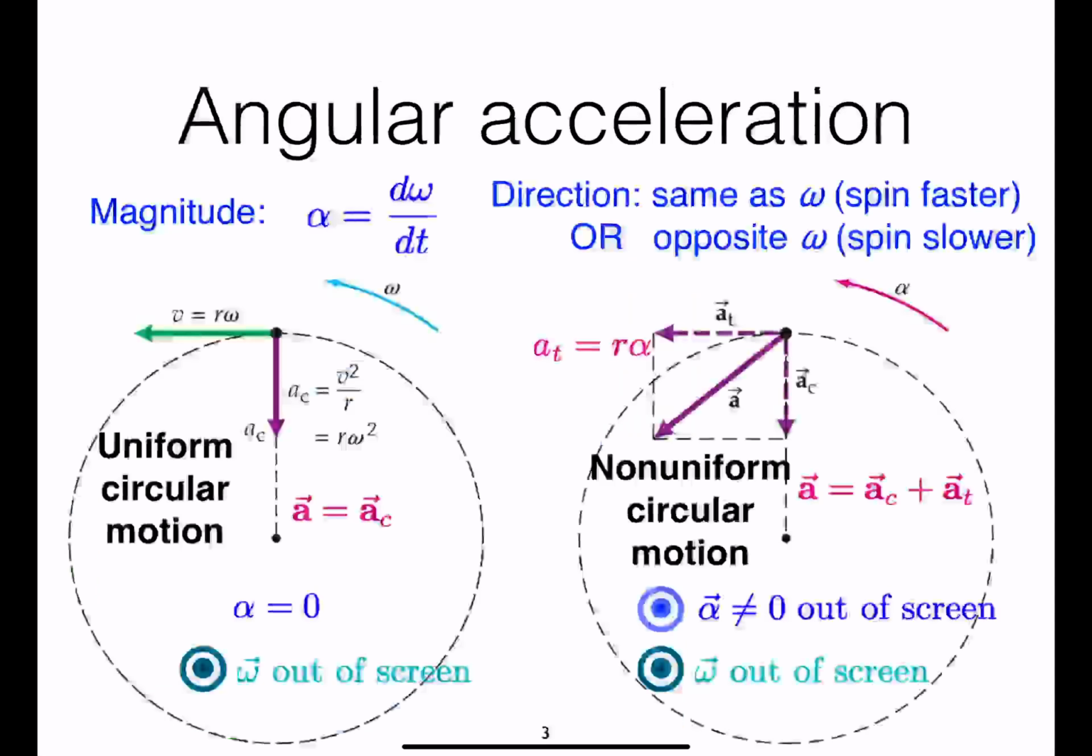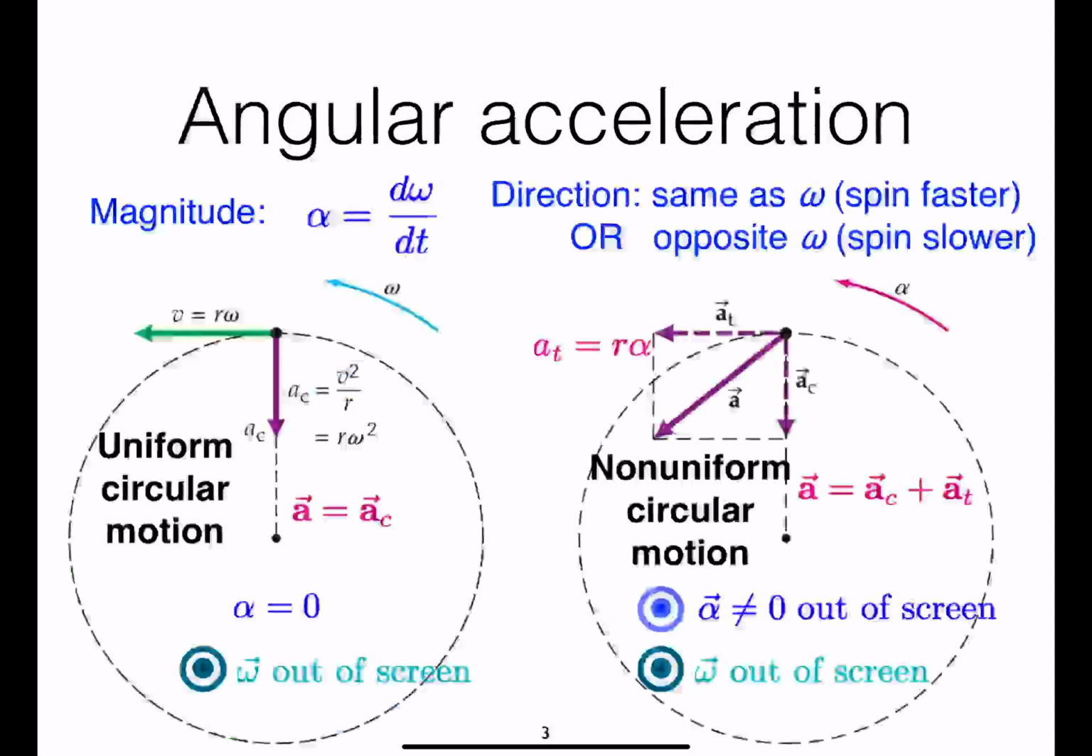If you have uniform circular motion, your net acceleration is pointing towards the center. Velocity is tangential. Tangential velocity equals r times omega, where the magnitude of acceleration is v squared over r, which, with v equal to r times omega, gives you r omega squared.